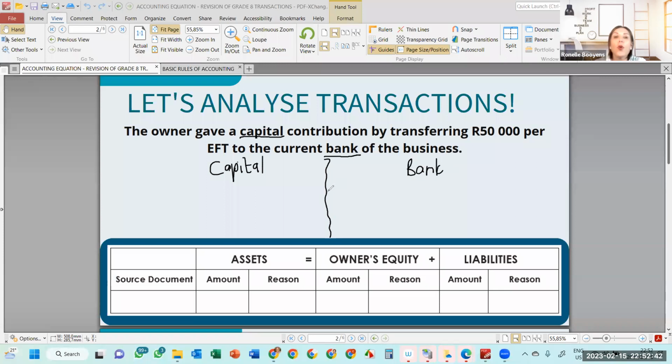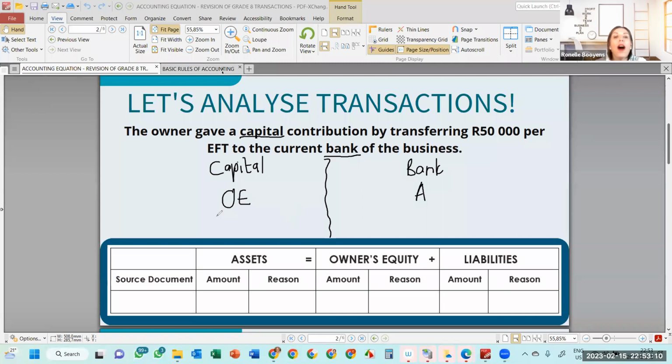The next question was, is this account an asset, an owner's equity, or a liability account? Now, if you go to the basic rules of accounting, I can't click on that now, then you will see, and remember, that capital is an owner's equity account. Correct, owner's equity account. What is bank? Bank is one of our current assets. Bank is an asset account.